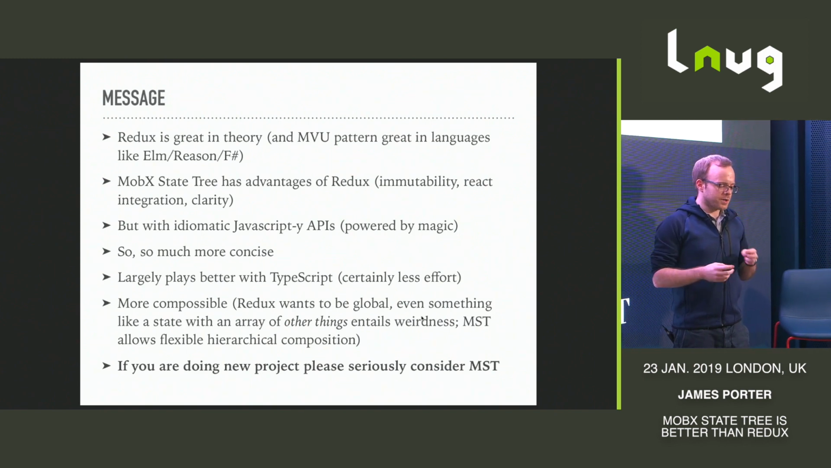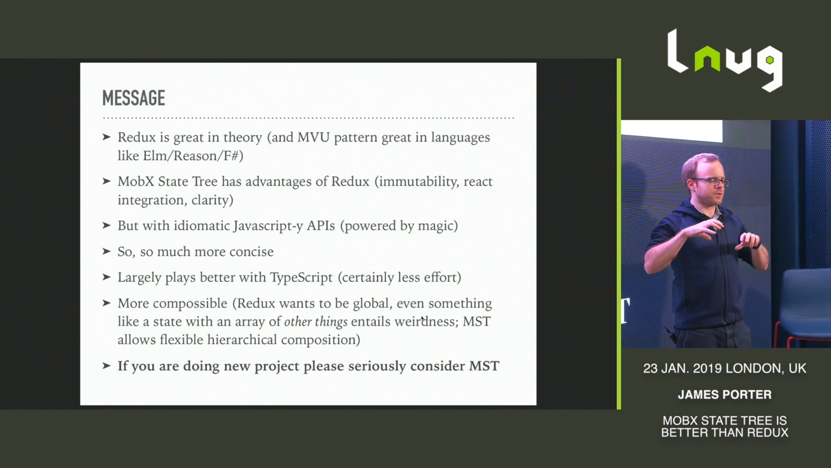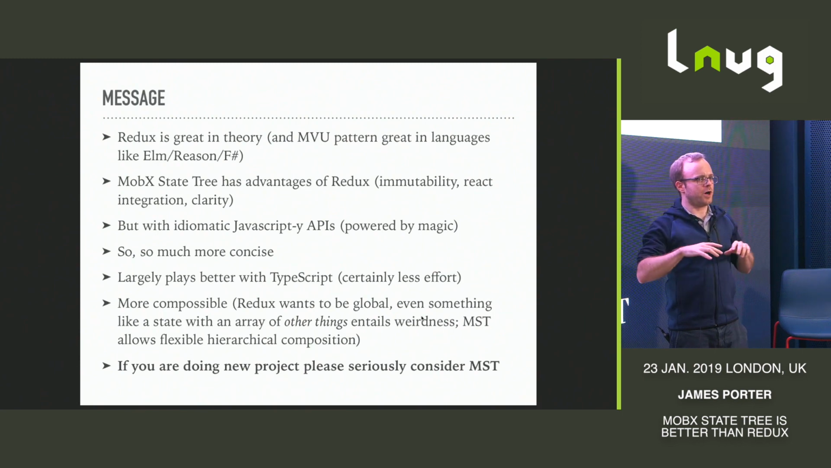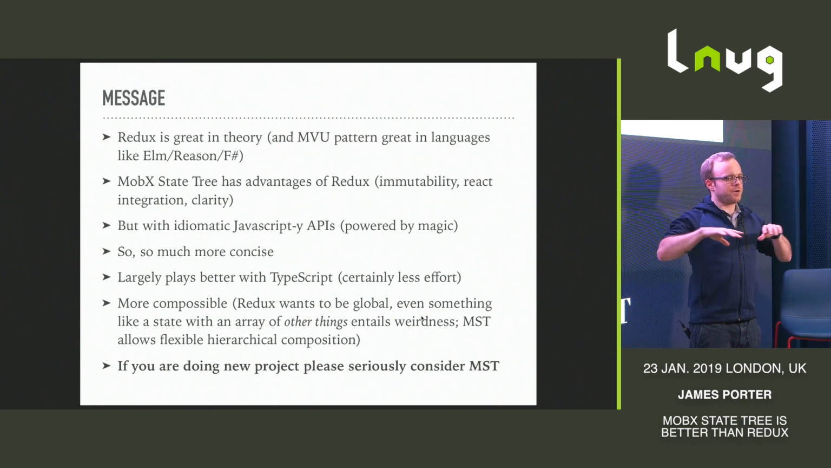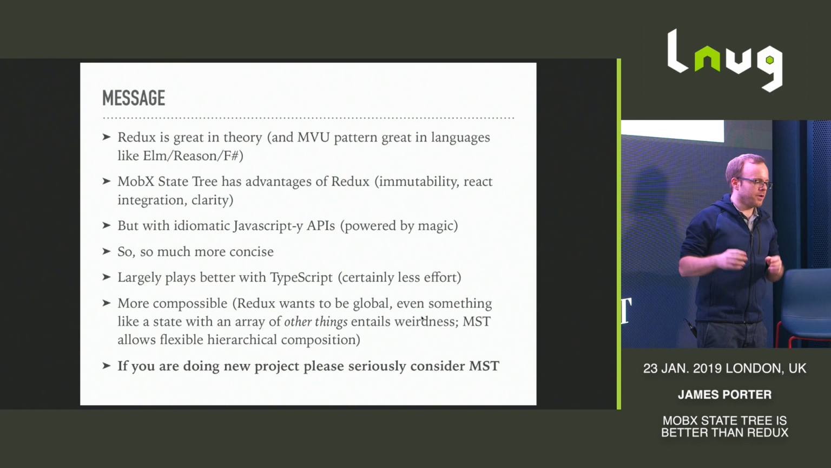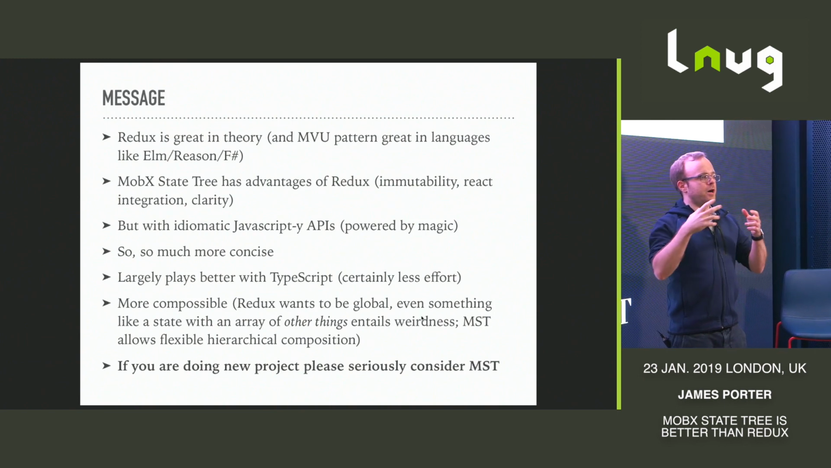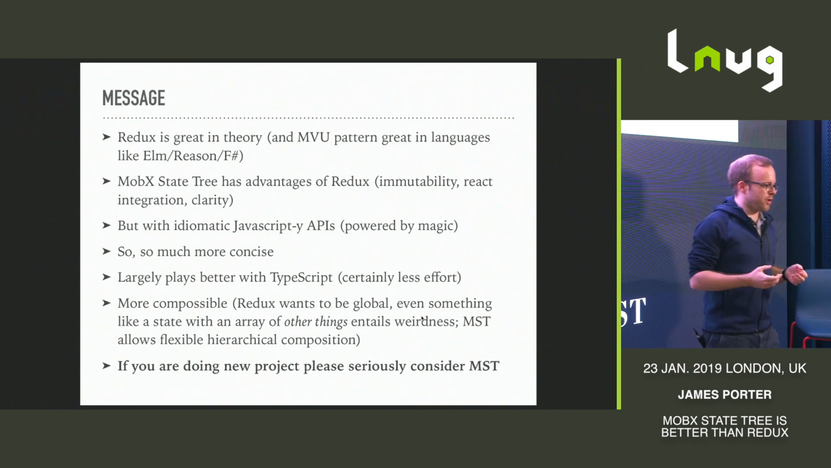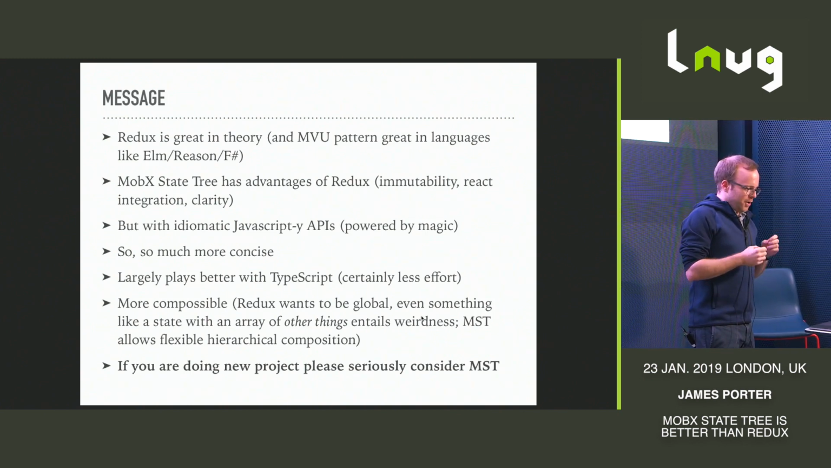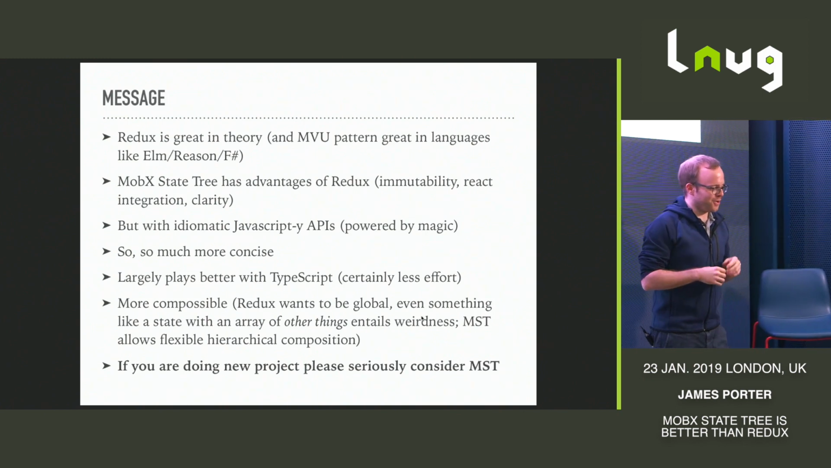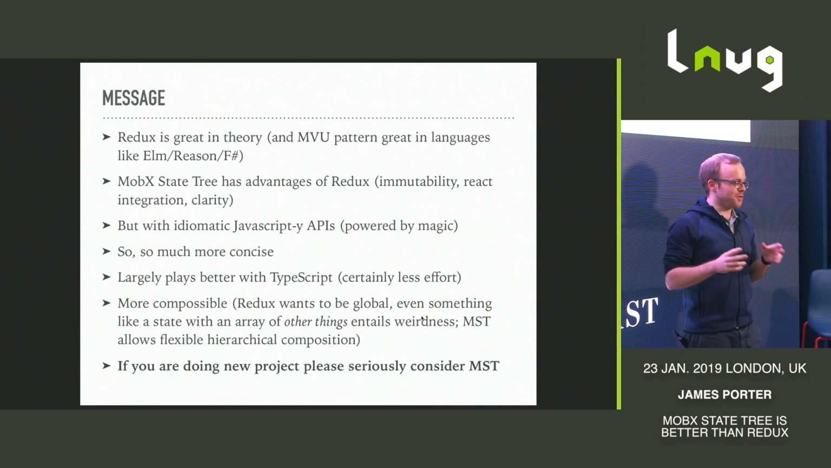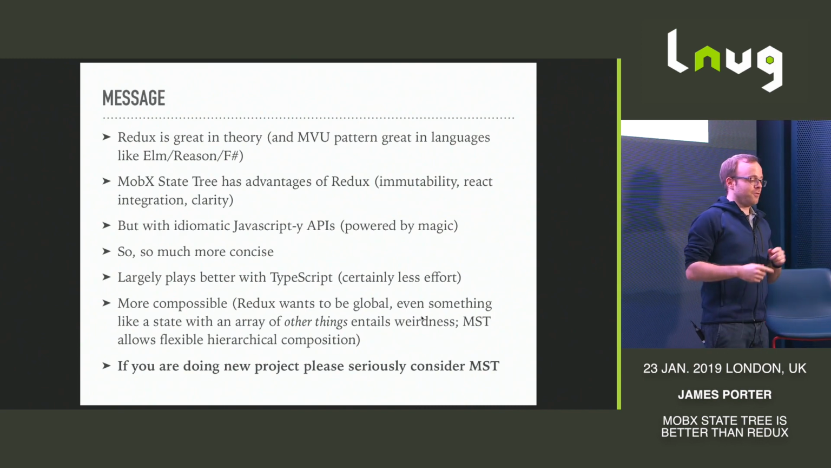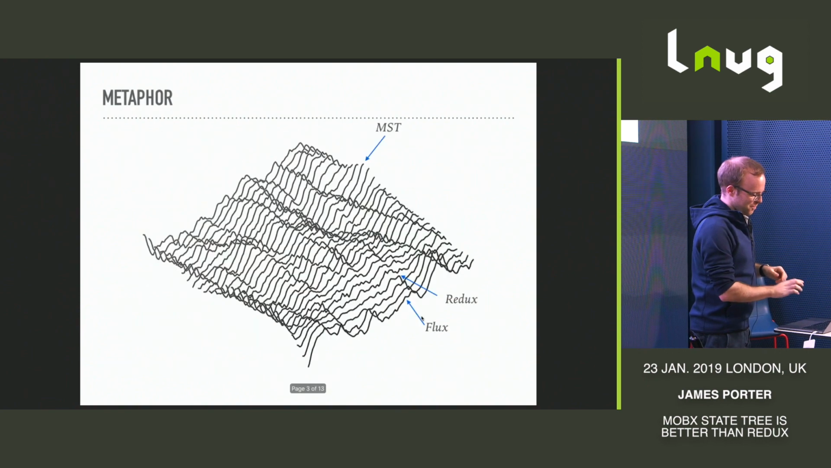Redux has this weird structure that has to be a kind of global thing and encourages a kind of flatness and top-levelness of everything. With MobX State Tree, you can have trees and you have natural structures that you might be familiar with from other environments. And in conclusion, if you're doing a new project in particular, please seriously consider using MobX State Tree for the reasons I will explain in more detail.